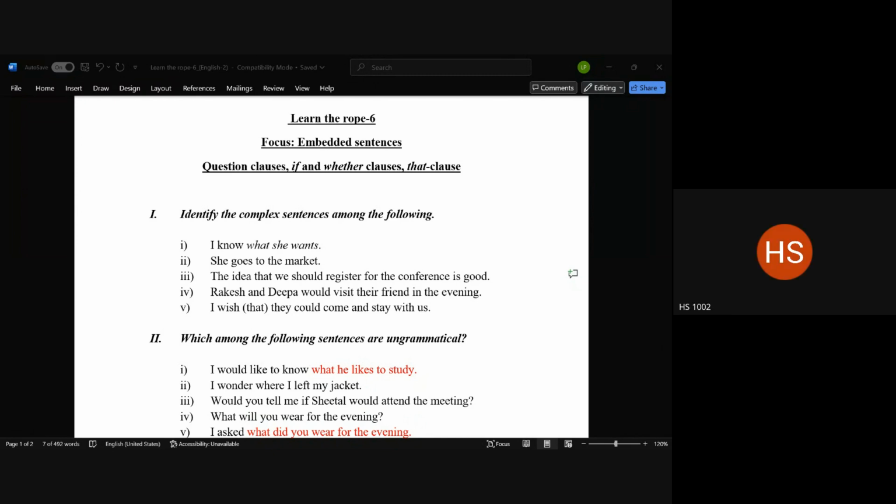But in the case of which was proposed by the professor, that's not the case, right? If I have to use it, I'll have to use it with the word idea. I cannot use it on its own. So I have to say the idea which was proposed by the professor is good. I can't say which was proposed by the professor is good.